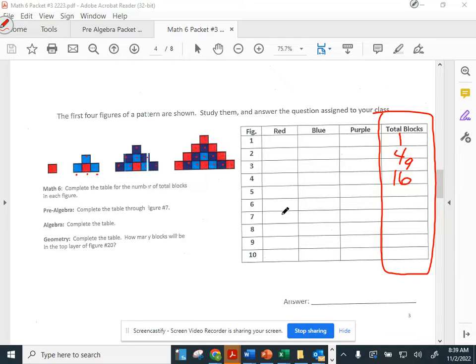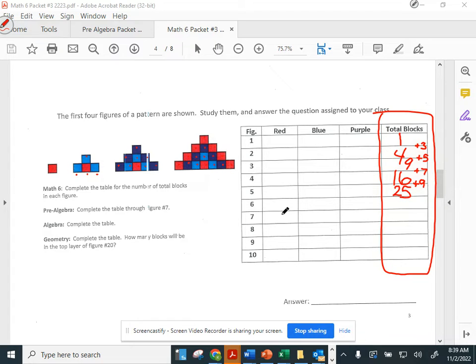So there are 2 different ways that you can finish our total blocks. First way is, let's look at how we are increasing each time. To go from 1 to 4, we added 3. To go from 4 to 9, we're adding 5. To go from 9 to 16, we're adding 7. So keep that pattern going. What are we going to add to the 16? 3, 5, 7, 9 comes next in our pattern. So 16 plus 9 is 25.